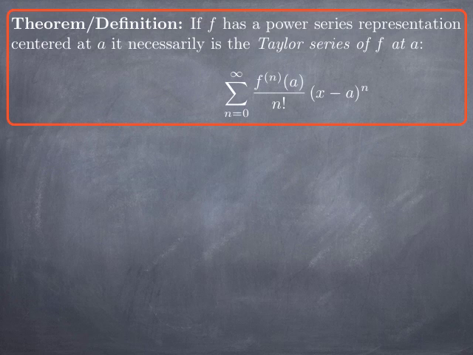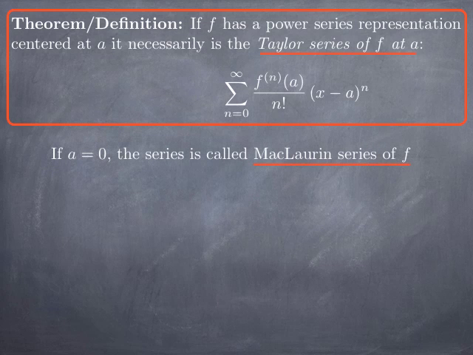So what we have proved here is that if you have a power series representation of the function that is centered at a, it is necessarily this series where the nth coefficient is the nth derivative of f evaluated at a divided by n factorial. And this series is called the Taylor series of f at a. So this is the only possibility for a power series representation of f centered at a.